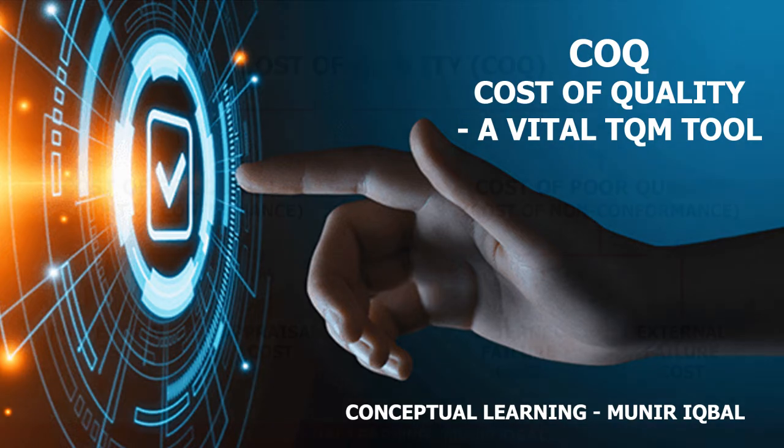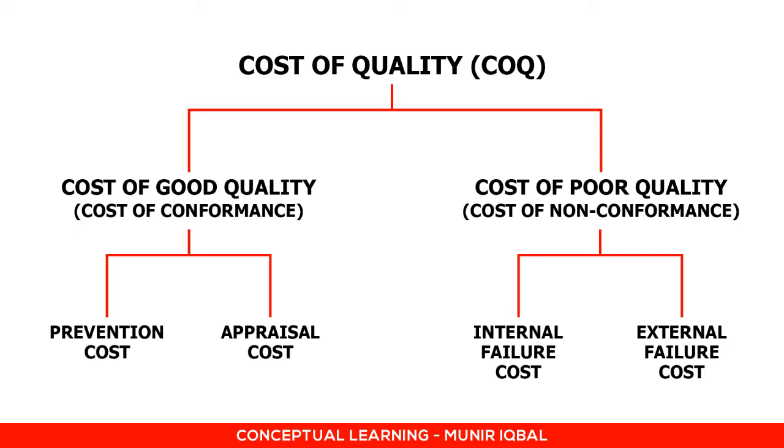This diagram reflects four components of cost of quality. Here you can see cost of quality is grouped into two categories and each category involves two components of costs. Category 1 is the cost of good quality and involves prevention cost and appraisal cost. Whereas category 2 is the cost of poor quality and involves internal failure cost and external failure cost.